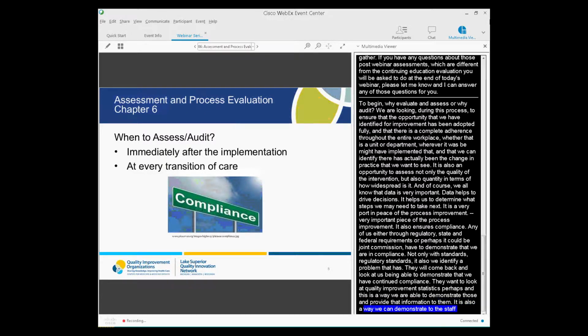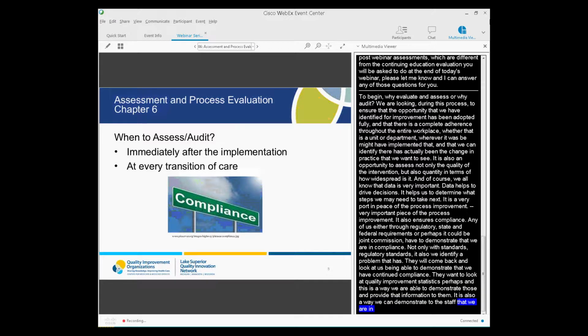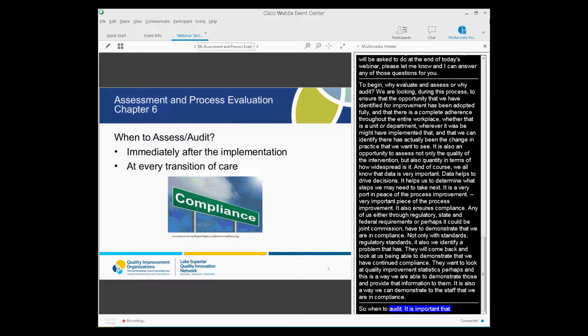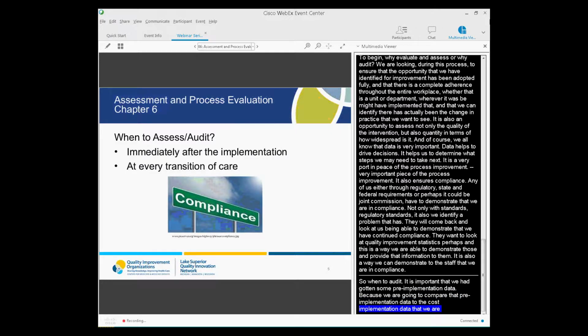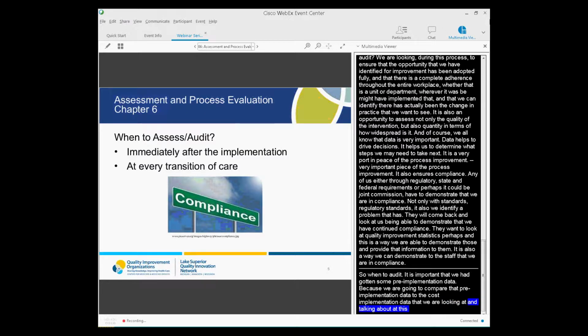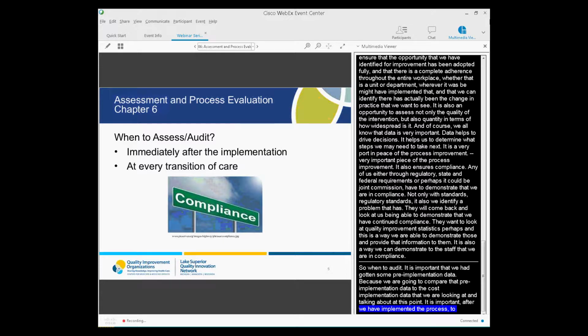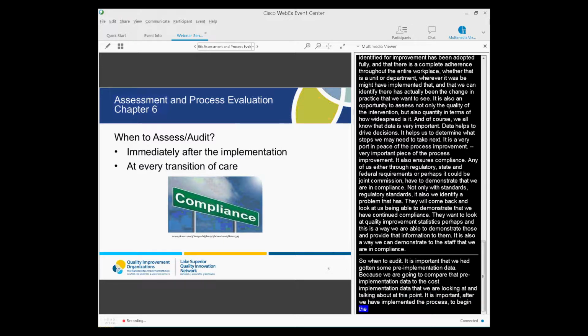So then to audits. It's important that we had gotten some pre-implementation data, because we're going to compare that pre-implementation data to the post-implementation data that we're looking at and talking about at this point. So it's important, after we implemented the process, to begin that auditing intervention, or begin to audit what processes we decided that we needed to put into place.